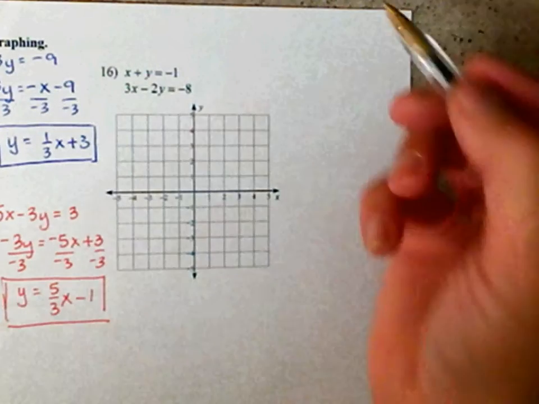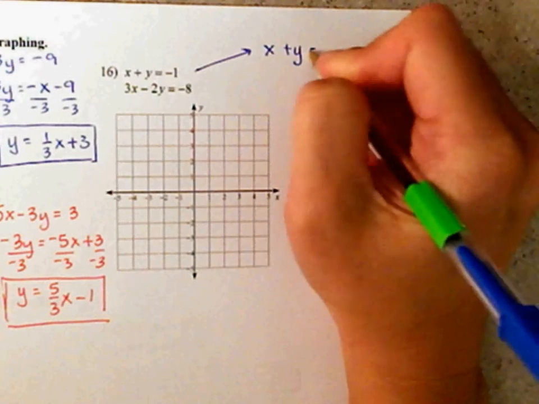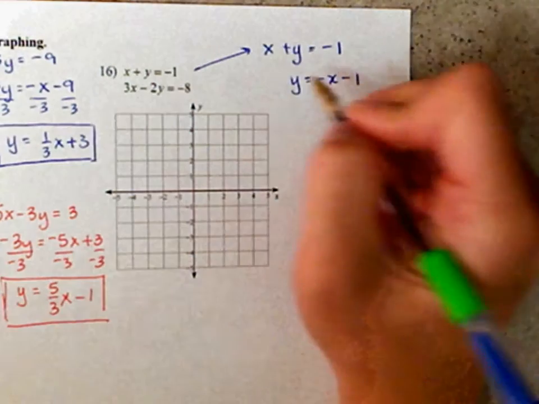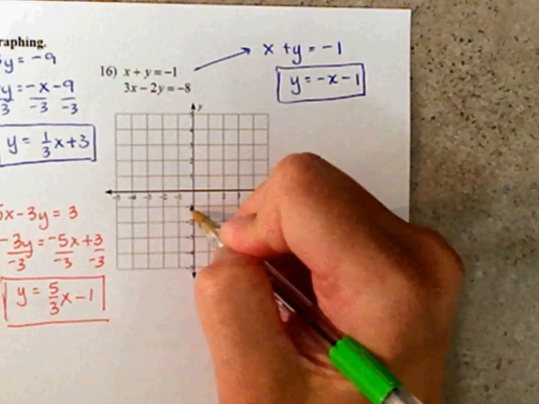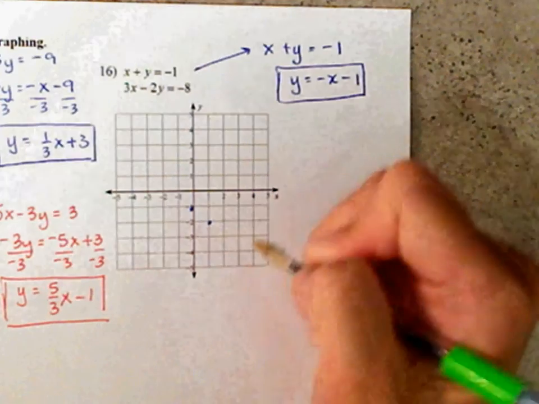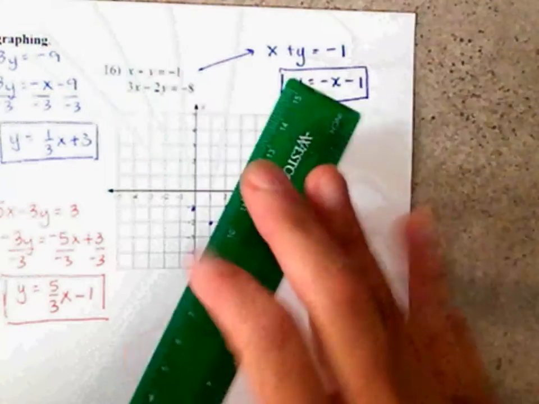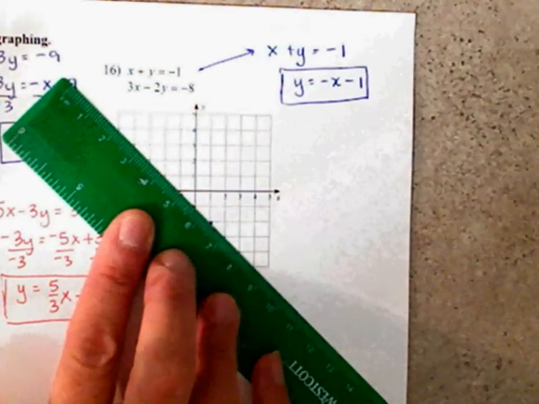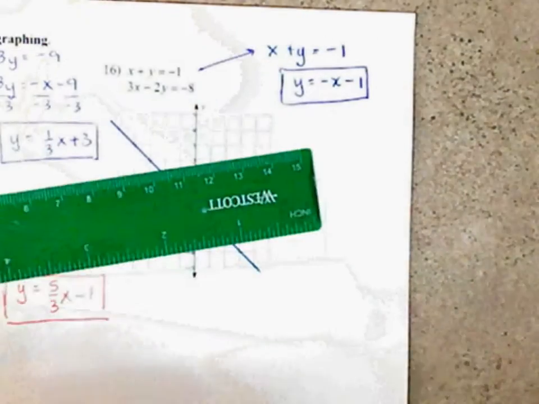Number 16, same scenario, okay? Rewrite this one in slope-intercept form. Subtract x. Go ahead and plot that point. You are at negative 1. Your slope is 1 down, 1 over. Draw your line. Okay. There you have that line.